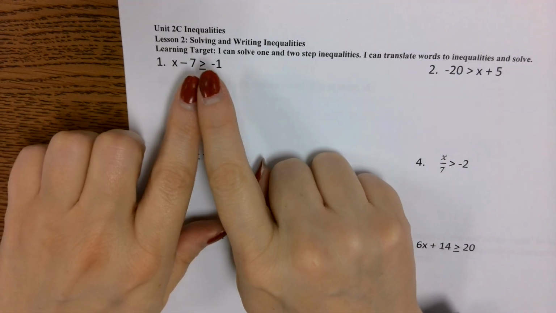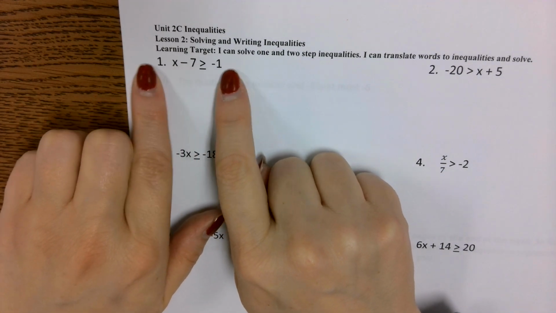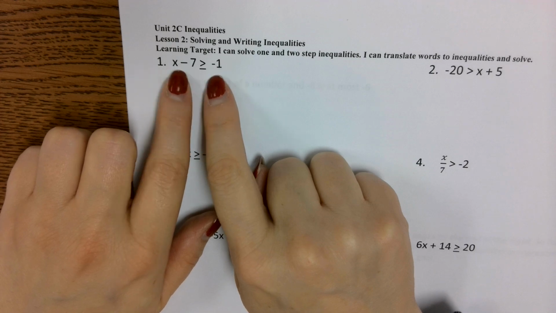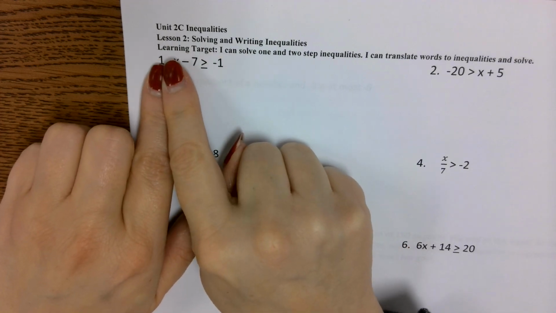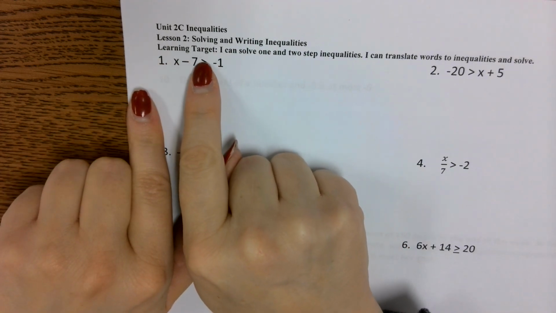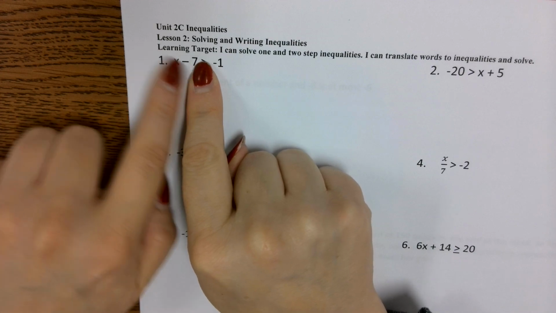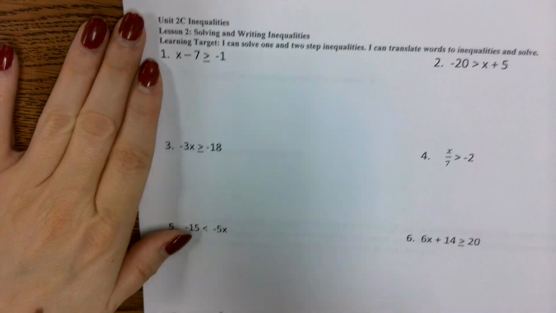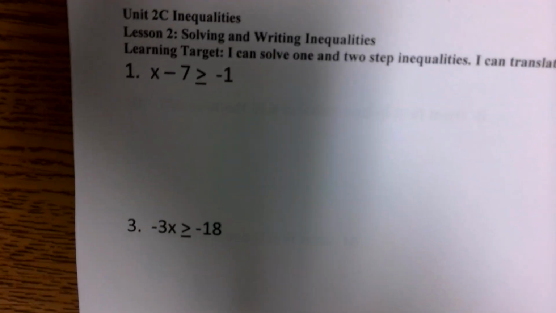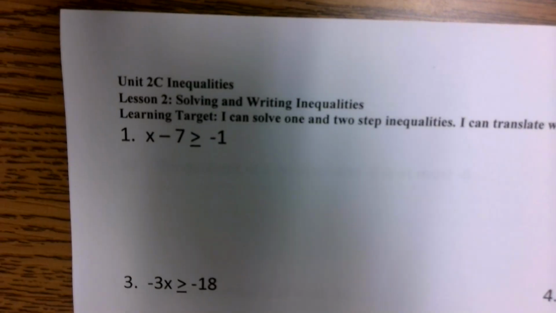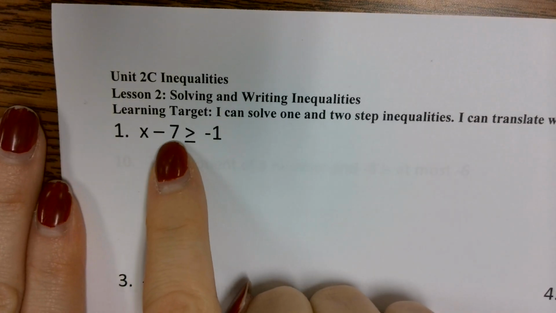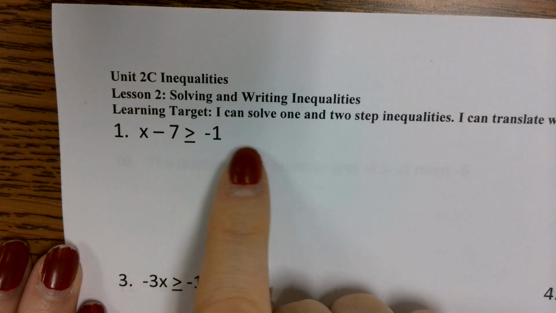So for problem number 1, the first thing that I always ask myself is, is this at least written correctly? Do I need to do a rewrite? Yes or no? No, right? The variable is on the left side. Here's my inequality symbol, so I'm going to cover the inequality. My variable is on the left side of my finger. There's no variable on the right side. I'm okay with that. So we're good to go ahead and solve. It is a one-step inequality. We have x minus 7 is greater than or equal to negative 1.